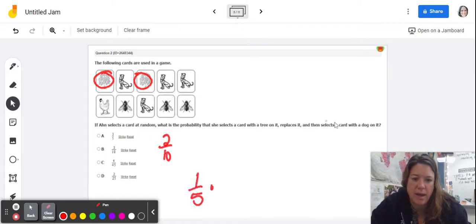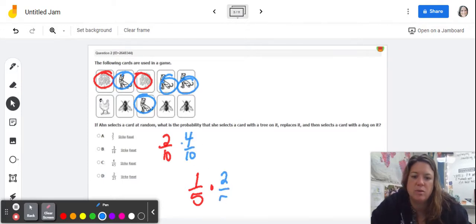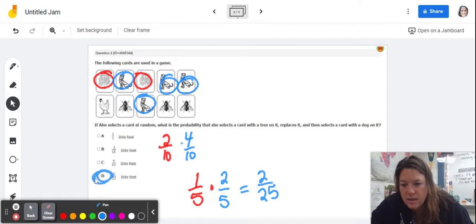I'm going to multiply that by dogs, which are 1, 2, 3, 4 out of 10, which simplifies to 2/5. So I'm going to use 2/5. And 1 times 2 is 2, and 5 times 5 is 25. And that's as simplified as I can get. The answer to number 2 is D.